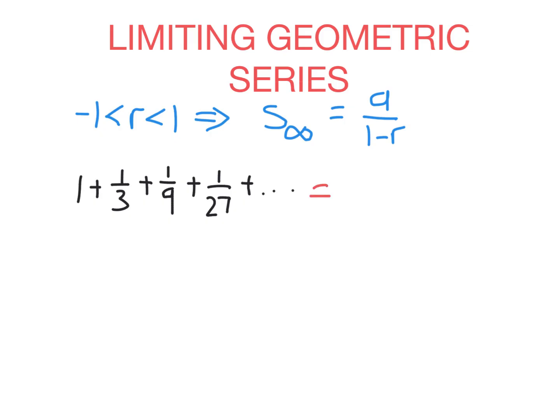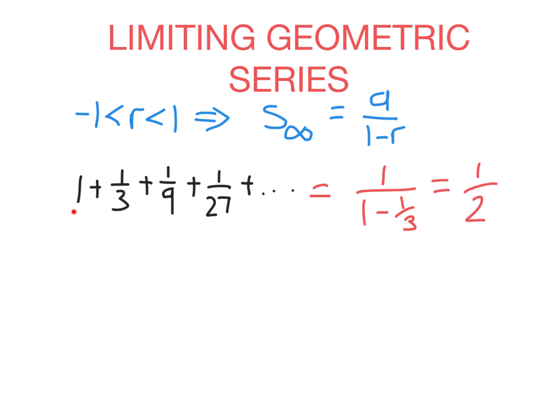So this sum is just simply a over 1 minus r. If you've forgotten how to calculate r, take any term and divide by the previous term. Any term, divide by the previous term. r here is a third because we're multiplying each term by a third to get the next term. So if you put that on your calculator, we actually just get a half.